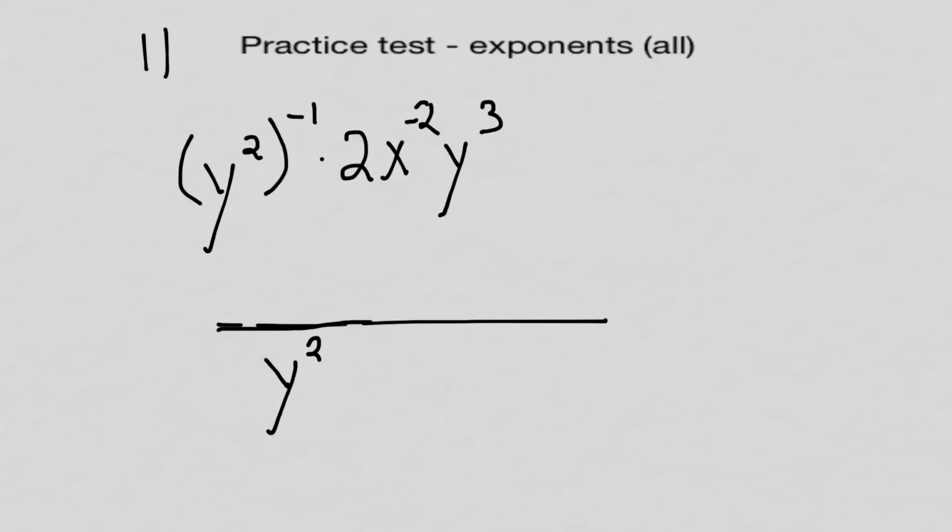On the right, you've got 2. That comes down. This negative 2 right here doesn't apply to the 2. There's no parentheses around everything. This negative 2 just applies to the x. So I bring down the 2. You've got x to the negative 2nd. So I'm just going to go ahead and bring that down and turn it positive. And I've got y cubed.